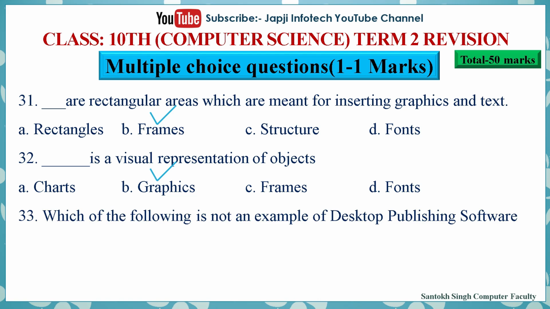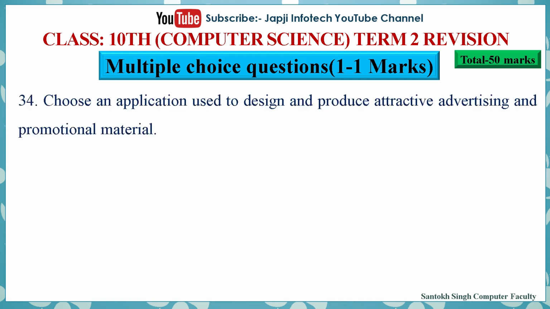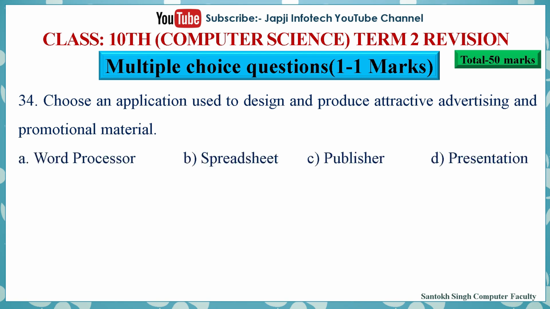33rd one is which of the following is not an example of desktop publishing software, and the options are CorelDRAW, word processor, GIMP, and the last one is Adobe Photoshop. And the right answer is word processor is not an example of desktop publishing software. And 34th one is choose an application used to design and produce attractive advertising and promotional material, and your options are word processor, spreadsheet, publisher, and the last one is presentation. So the right answer is publisher is an application used to design and produce attractive advertising and promotional material.